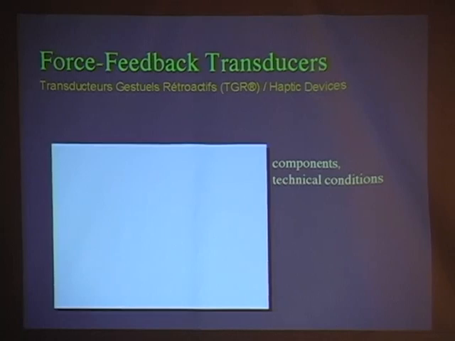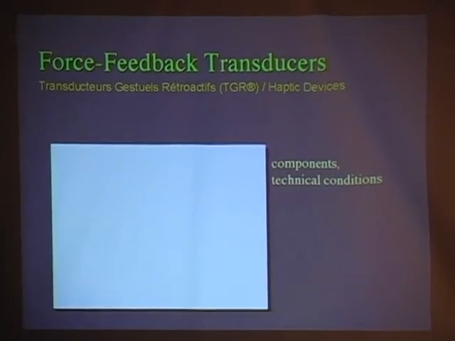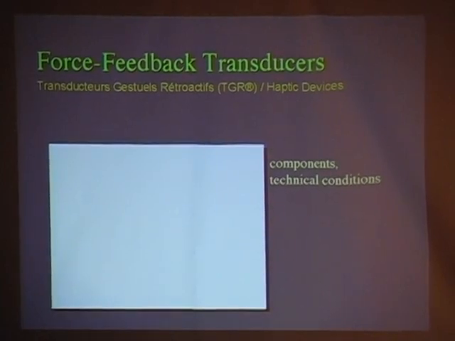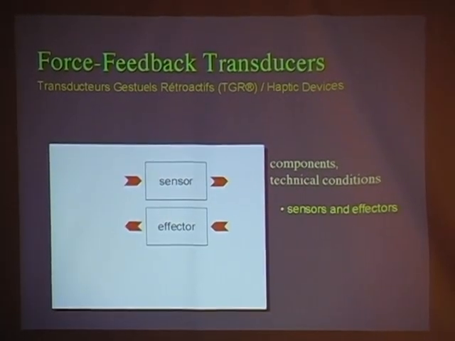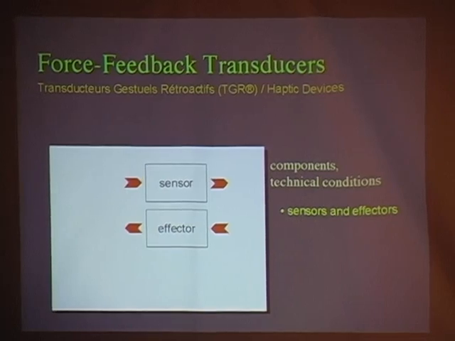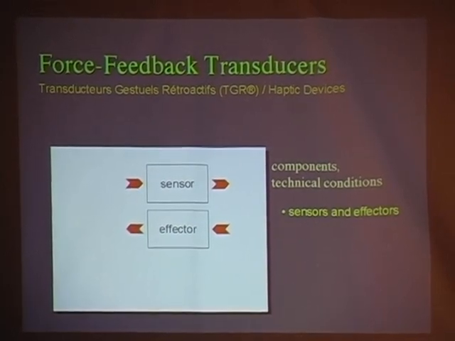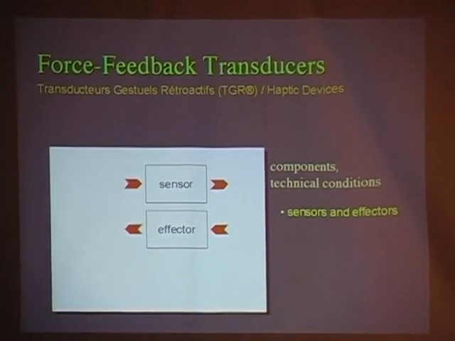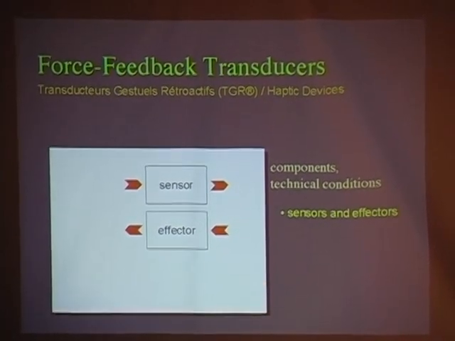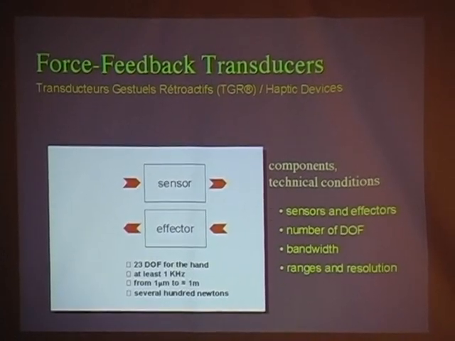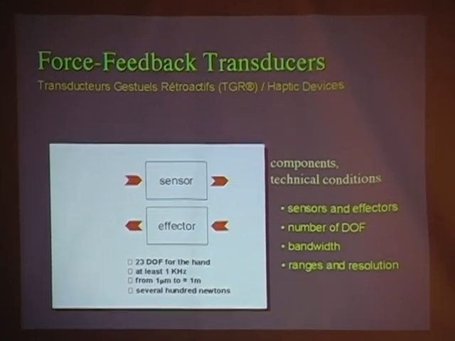In fact, the technology of force feedback transducers is complex because it's a very complex question. The gesture channel is very complex. First, of course, we have to consider two components in order to support the two directions of interaction: a sensor to sense the information from the user to the computer, and conversely the effector, which are generally motors, to communicate from the computer to the people. And several criteria are important.